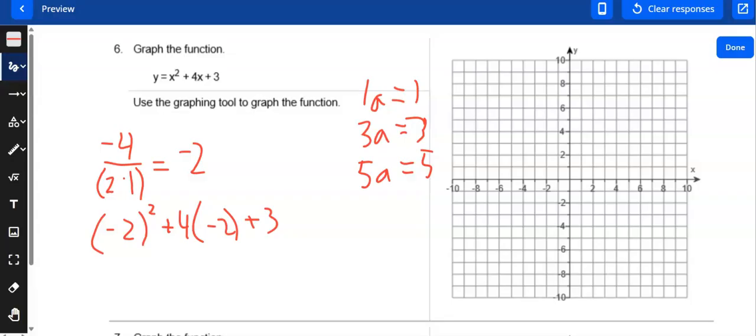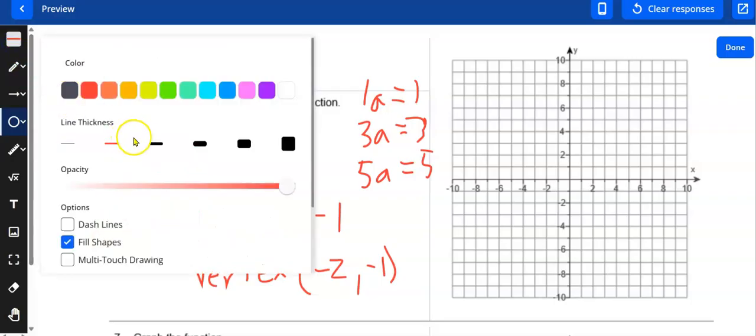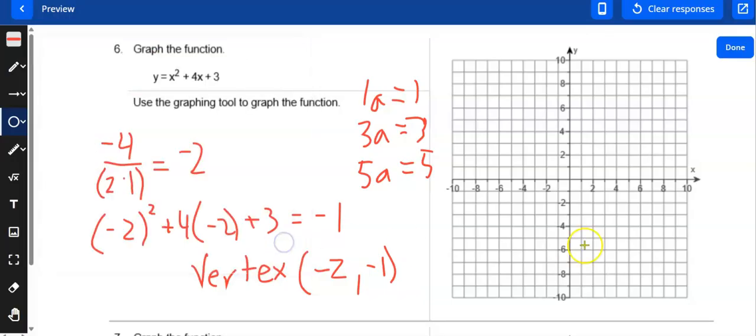-2. These parentheses are kind of useful, so I would suggest you use them. 4 minus 8. Okay, so that's going to be -1. So my vertex is at -2, -1.